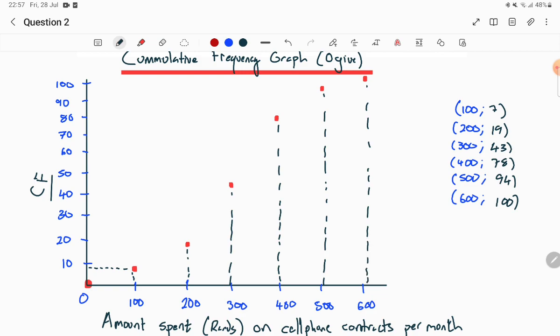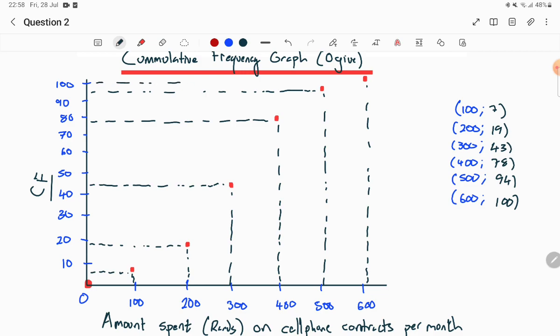We do this just to confirm it matches, and thereafter we need to go across. So the first one would be around 7. As you can see, we just need to bring this slightly down a bit. Maybe 19, so around there. This would be 43, 78, and this would be 94, and 100.